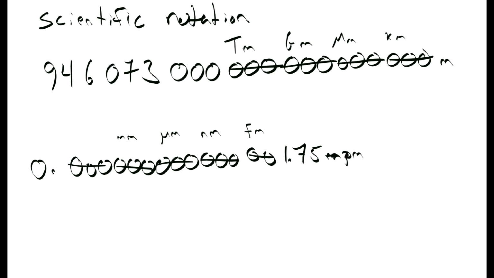Oh, I got that backwards. Pico is here. This is femtometers. So the diameter of a hydrogen nucleus is 1.75 femtometers.